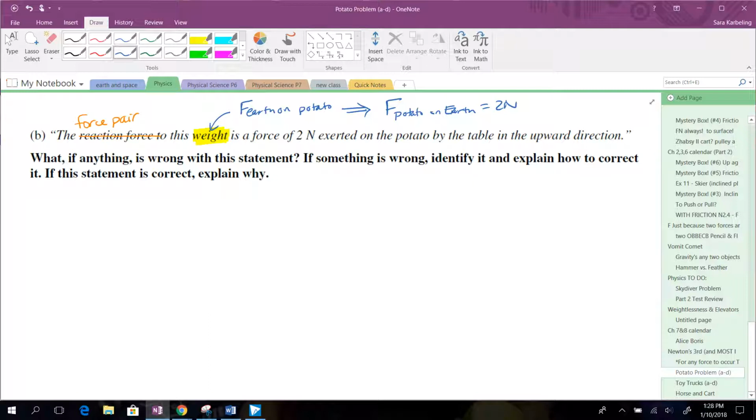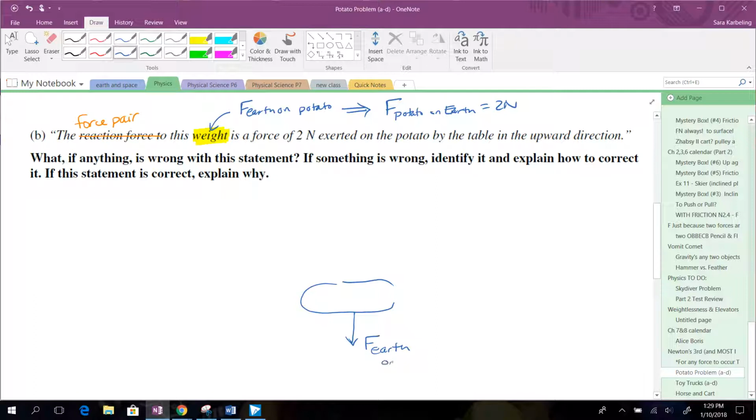No, they said the table. Exerted by the potato on the table, or excuse me, on the potato by the table. So the answer to this one is false. Easy. Who's unhappy? Gerald, why are you unhappy? Talk to me. Okay, wait, it's false because it's talking about the table and we're not even talking about the table, right? Yes. Okay.